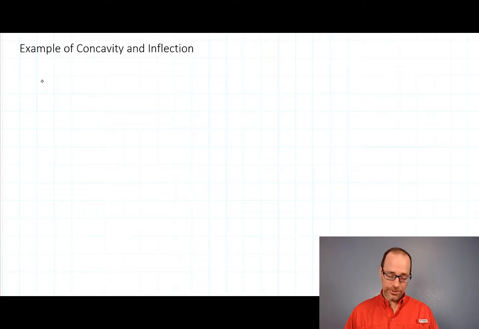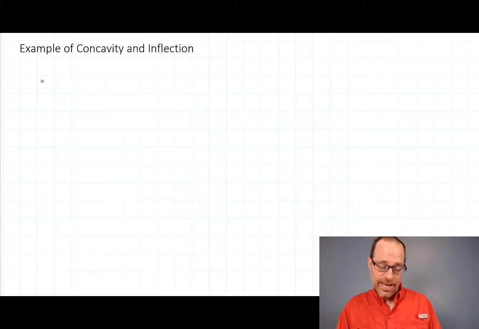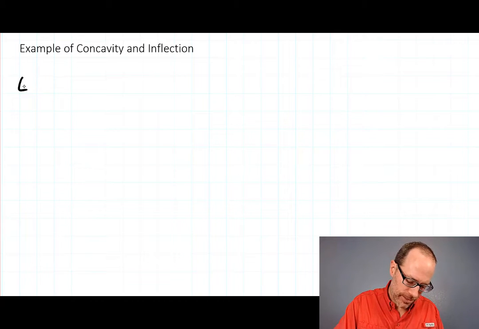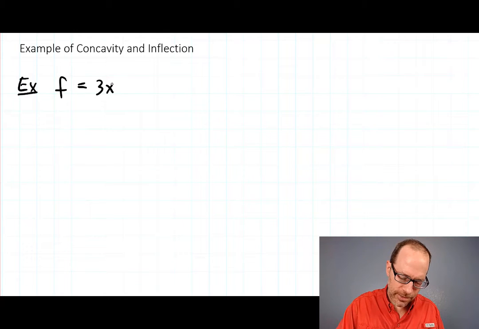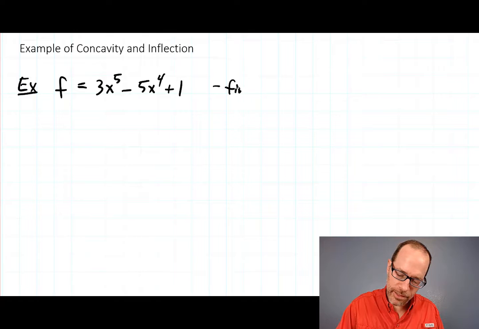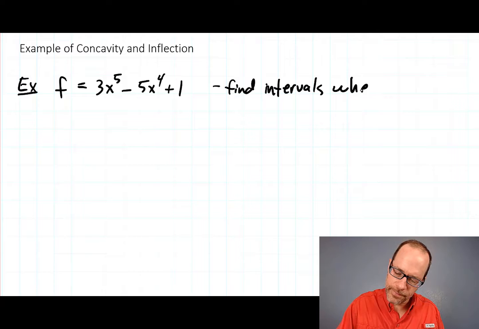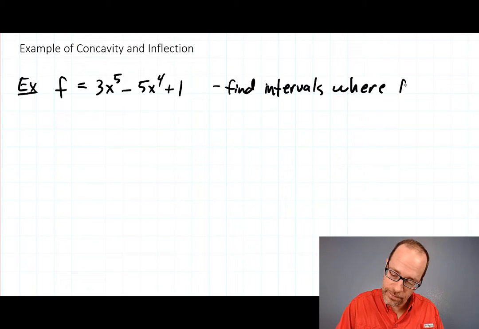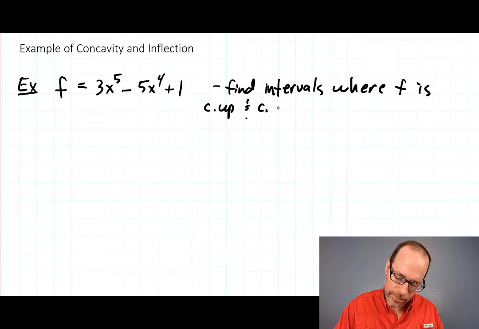Welcome back. We're going to do an example of finding intervals of concavity and inflection points. So here's the example. Let's consider f equals 3x to the fifth minus 5x to the fourth plus 1. And we want to find intervals where f is concave up and concave down, plus find the inflection points.